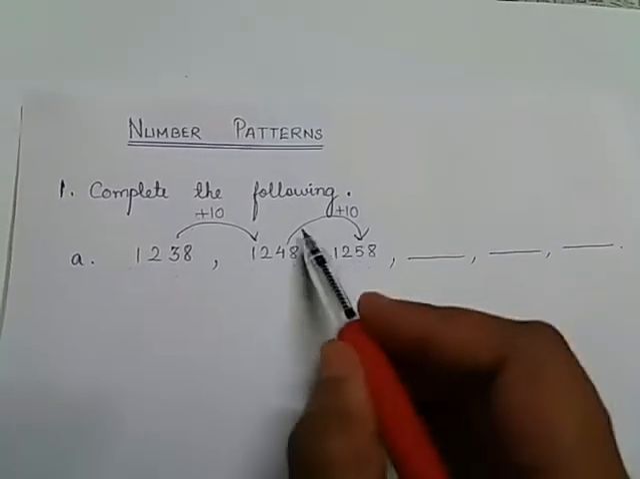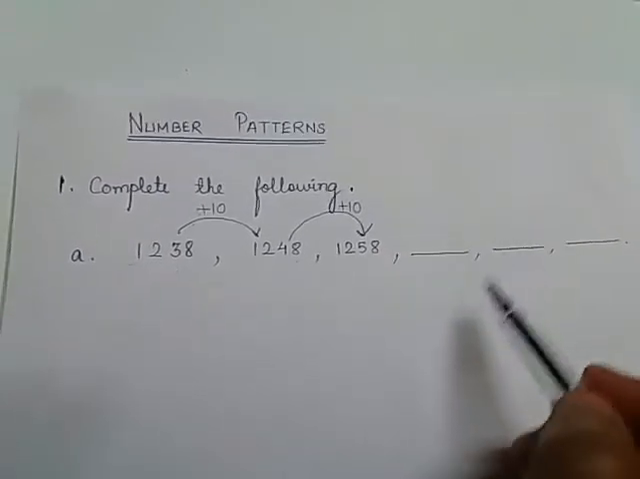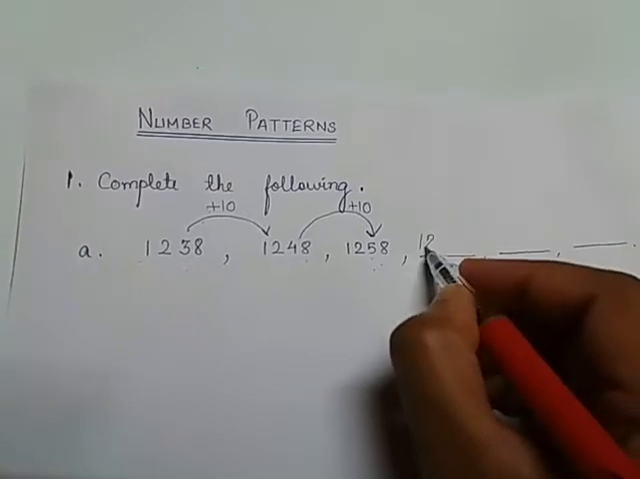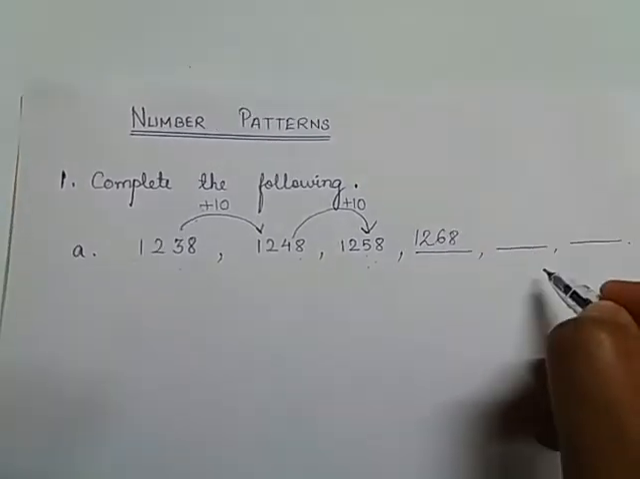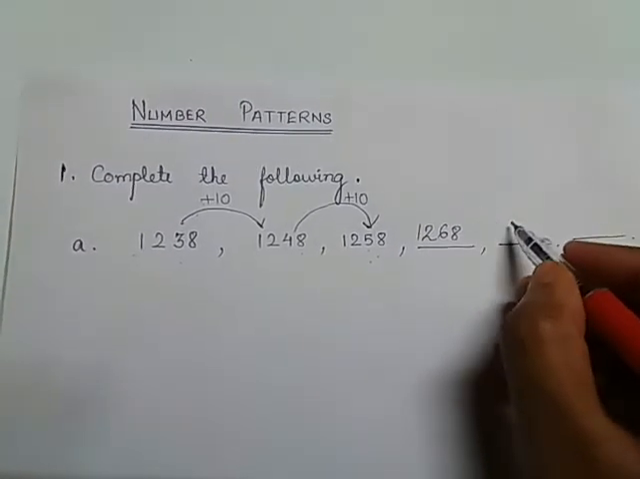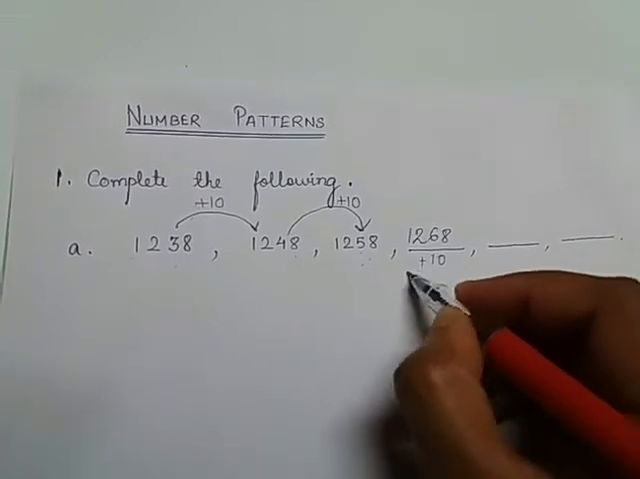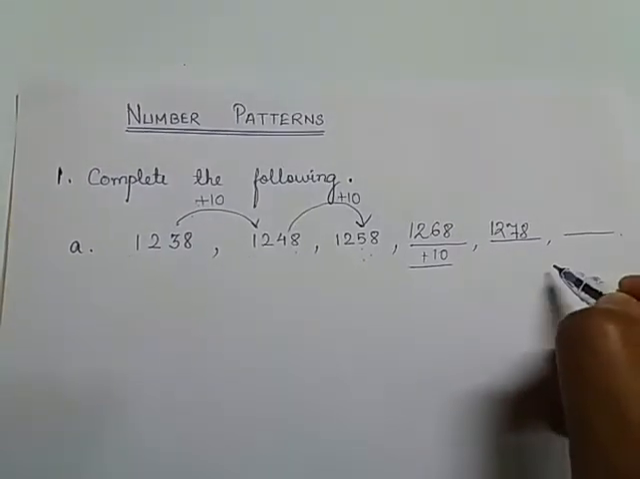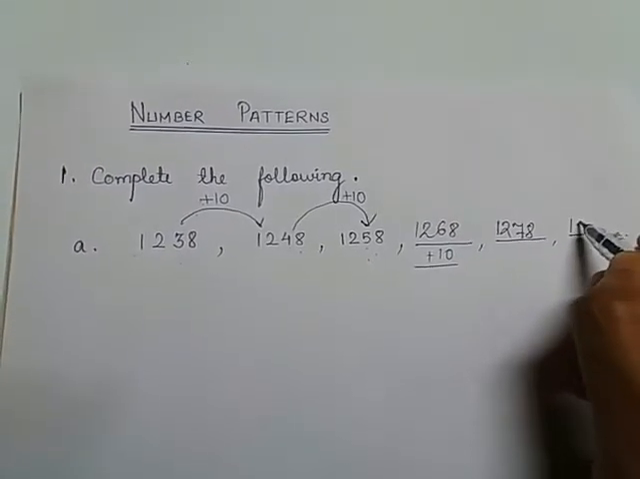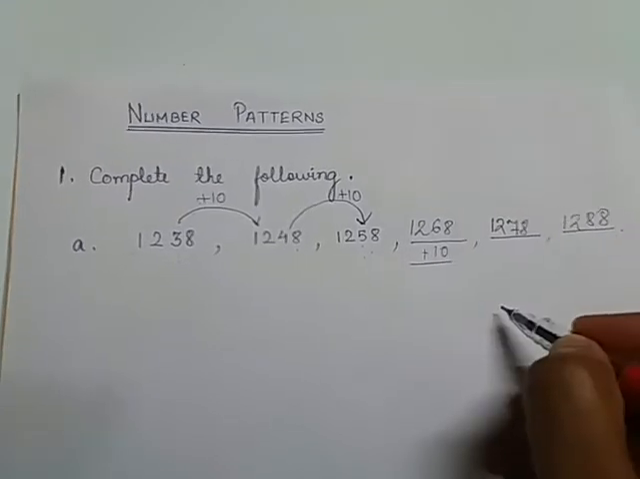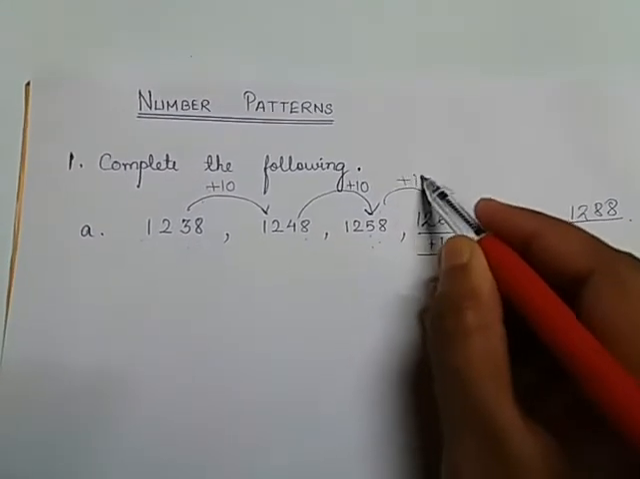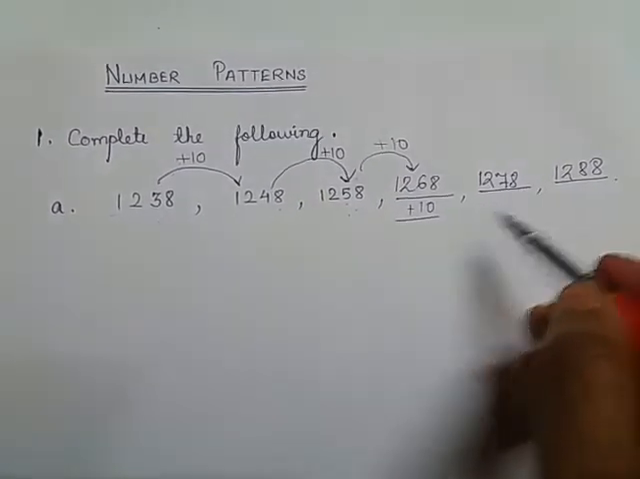So with this we will proceed. Again we will add 10 over here, so we will get 1268. If we again add 10 at the tens place, we will get 1278. Then comes 1288. So this is a pattern which has been followed by every number here. Let's move to the second question.